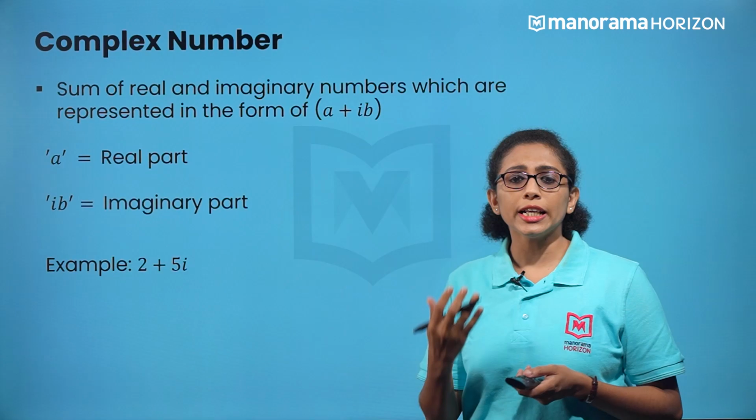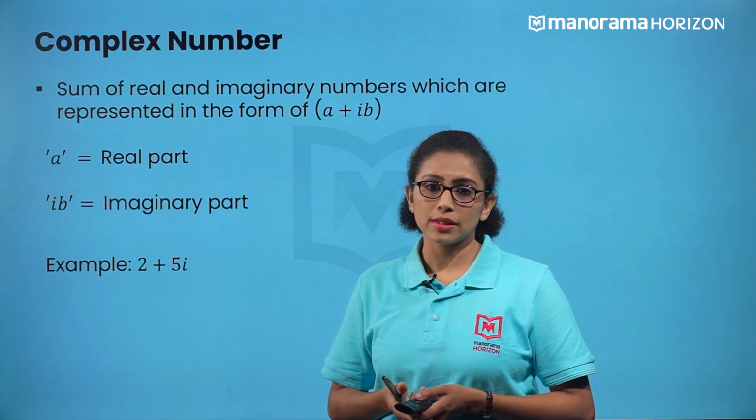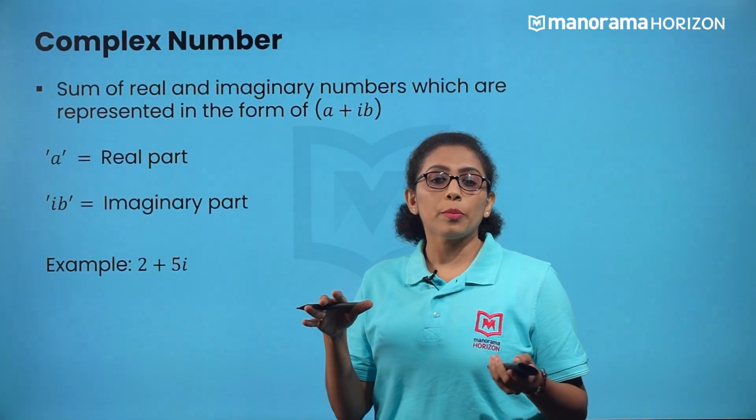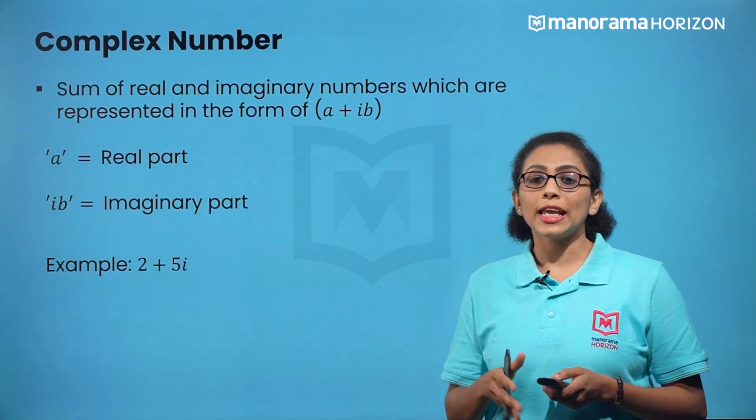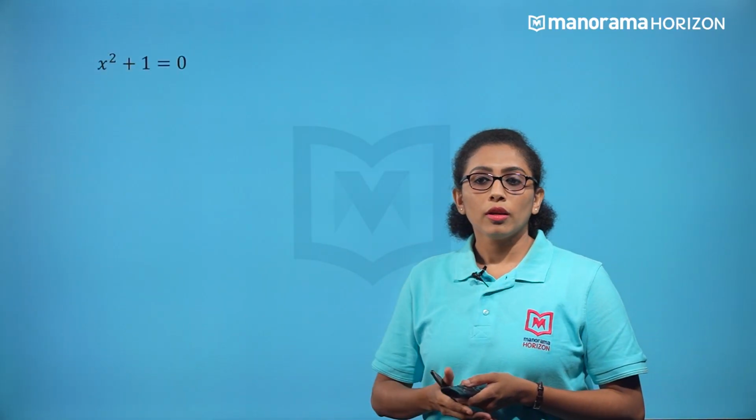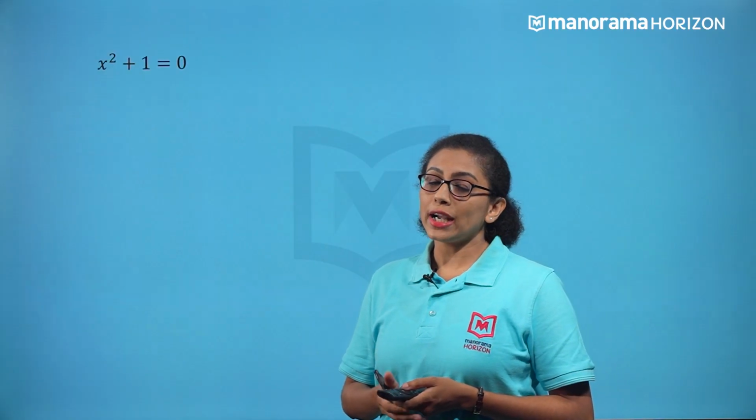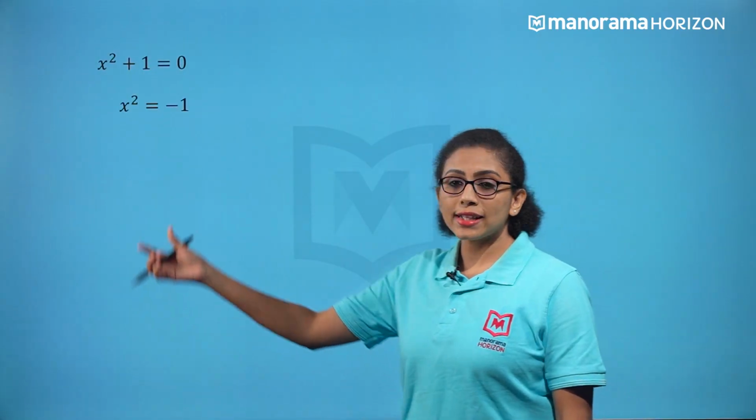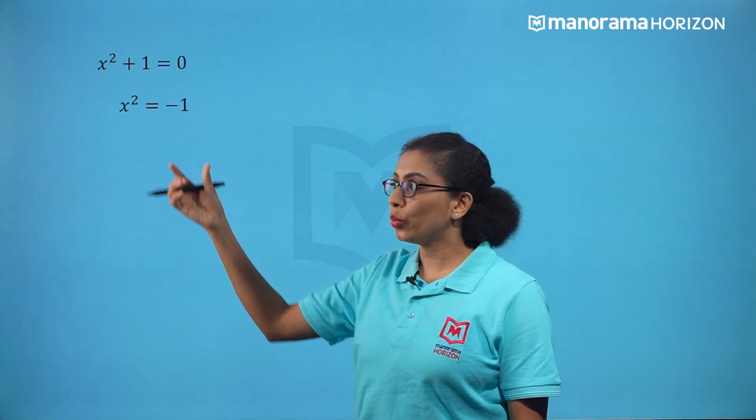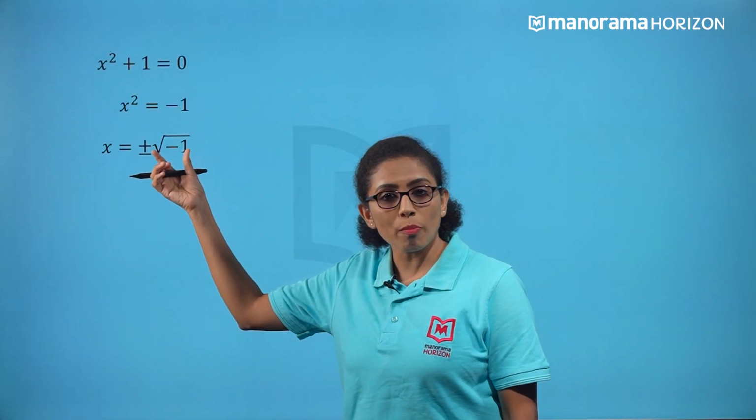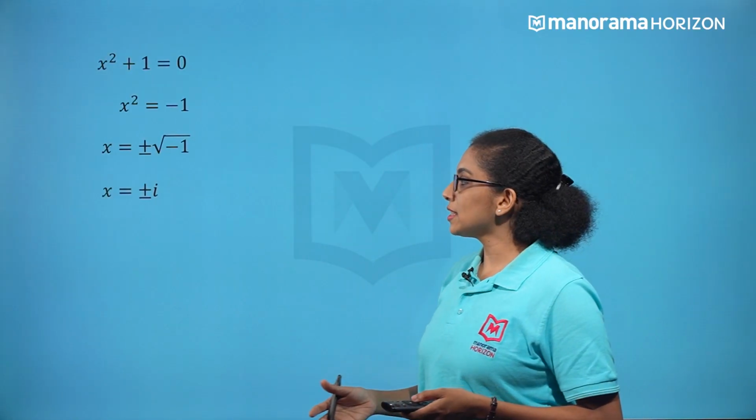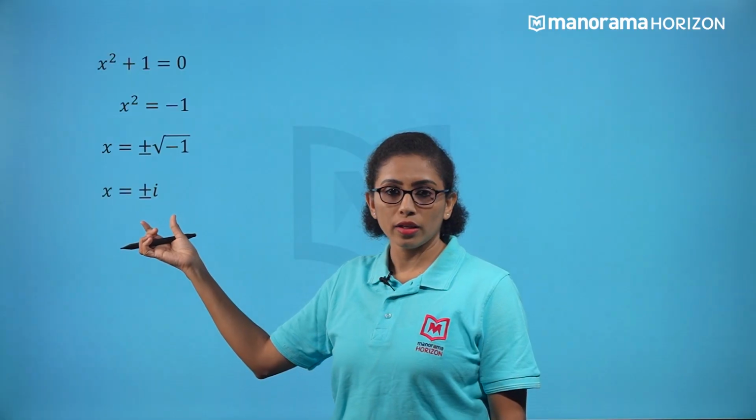We have seen linear equations in 1 and 2 variables and quadratic equations in 1 variable. There are no real numbers for the solution of the equation x square plus 1 is equal to 0. Again, x square is equal to minus 1. We get x is equal to plus or minus root of minus 1. That is, x is equal to plus or minus i.